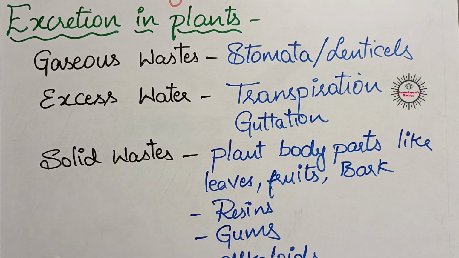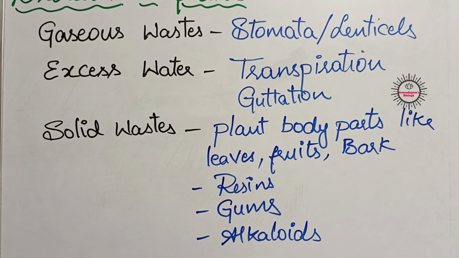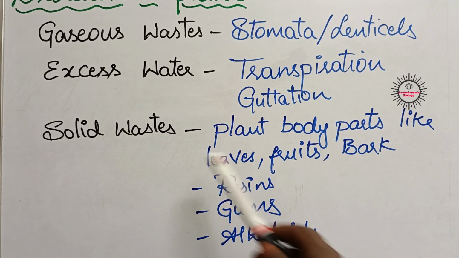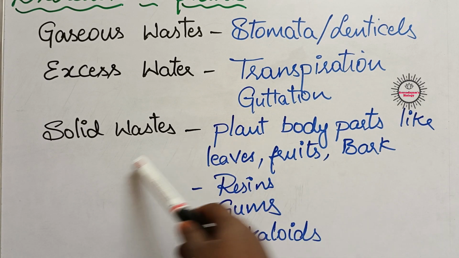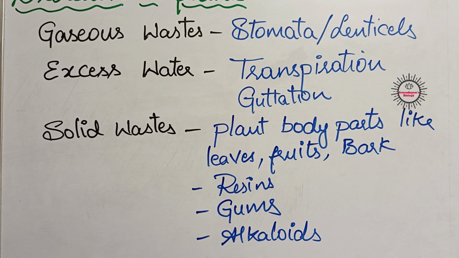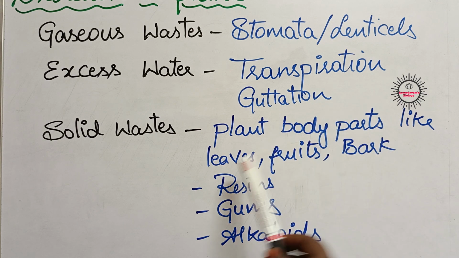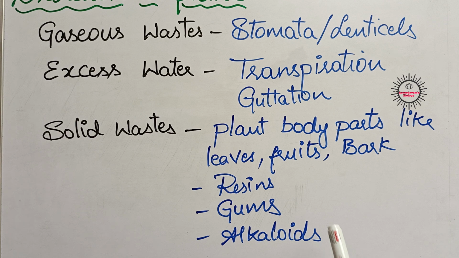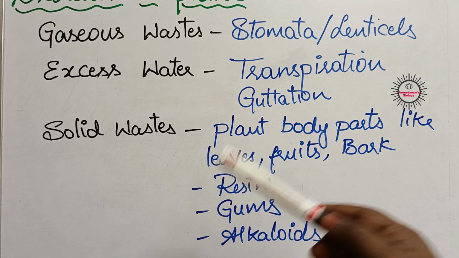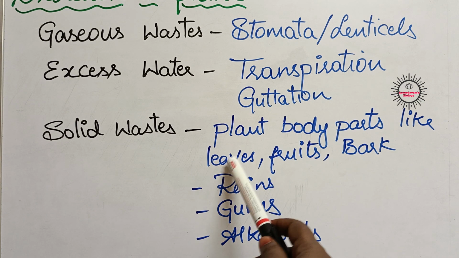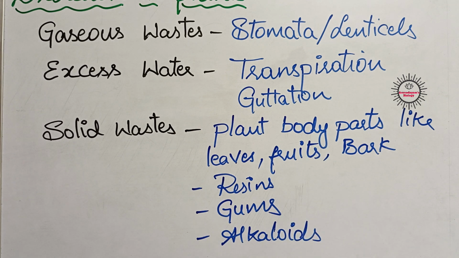Third one, solid waste materials. Plants produce some solid waste materials also. So how do they remove them? Usually plants store these solid waste materials in their vacuoles, and they store these in their body parts like leaves, fruits and bark. After some period, they will drop off these leaves and fruits which contain solid waste materials.